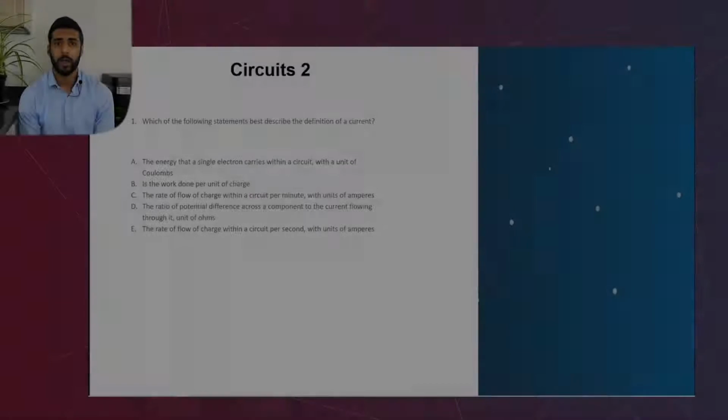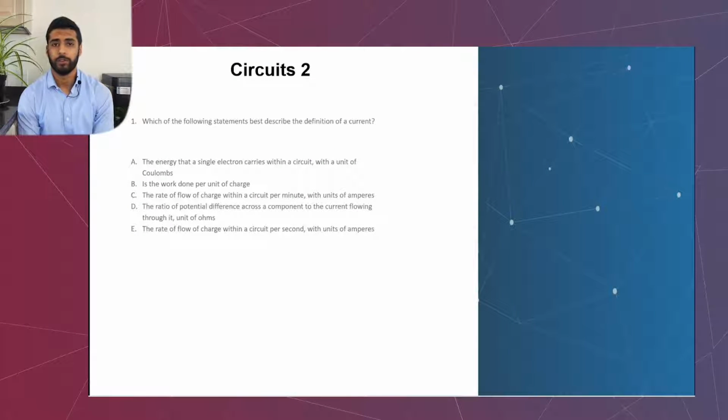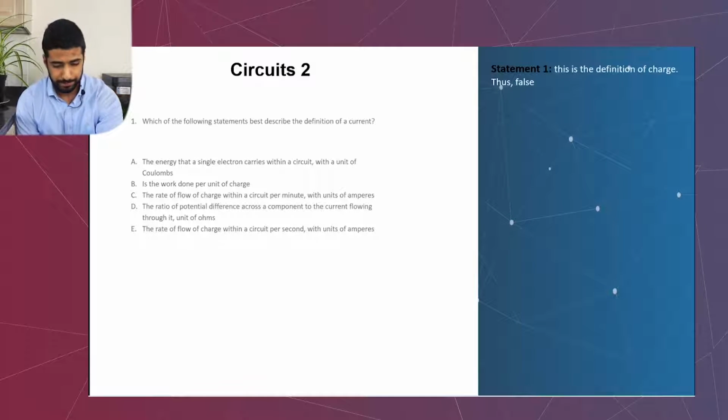And then, normal things like current, voltage, resistance, all of these sorts of things, charge as well is probably important, these sorts of key definitions. So let's go through them. So A, the energy that a single electron carries within a circuit with a unit of coulombs. So this is the definition of charge. So electrons around a circuit carry charge, and again, this is using both what it is and the units. So just to reinforce that point that I was making.